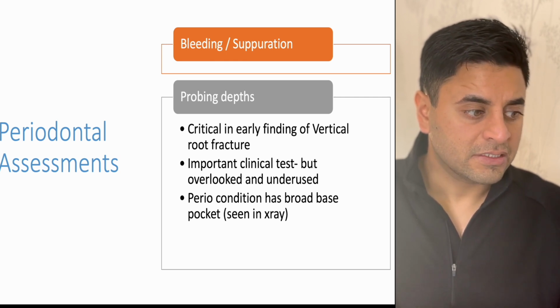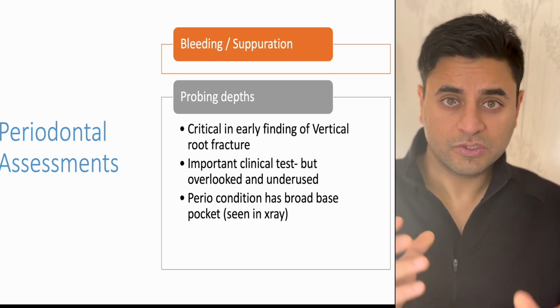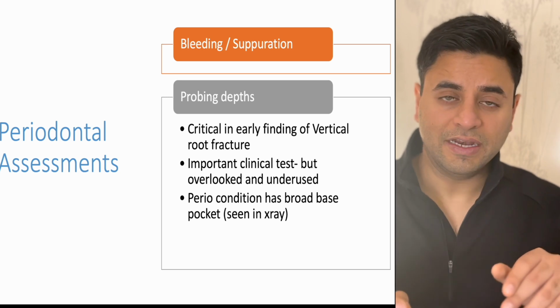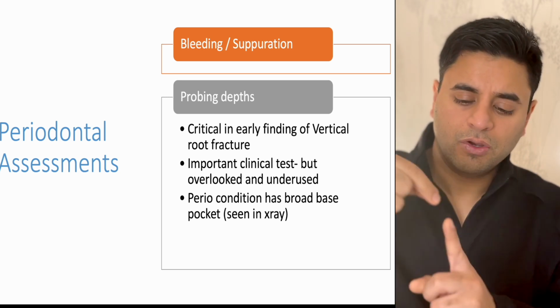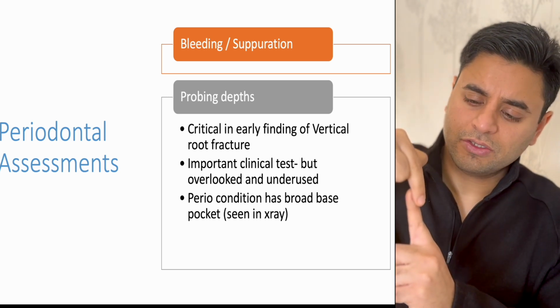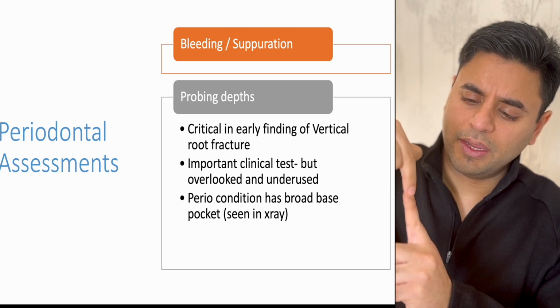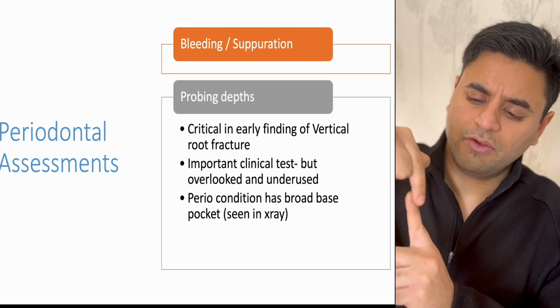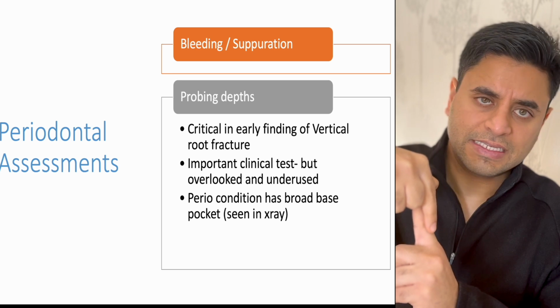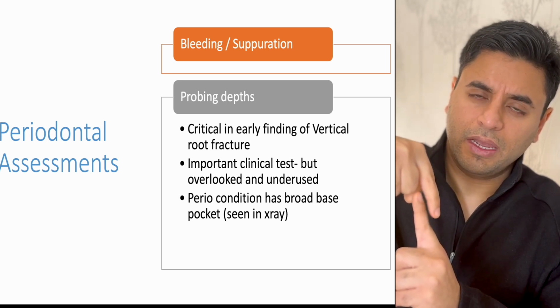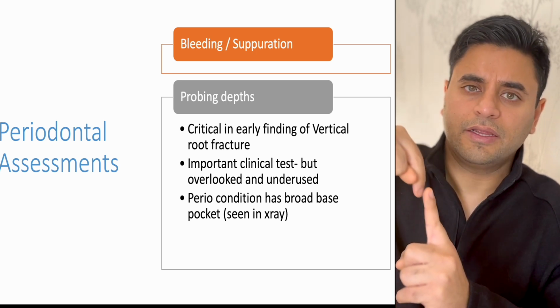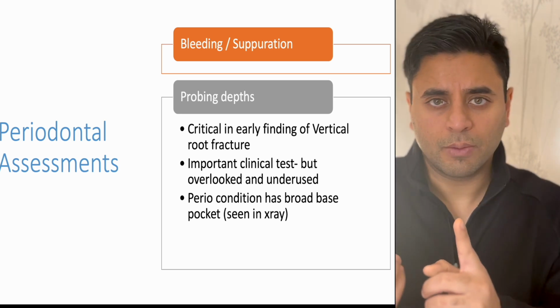A perio condition has a broad-based pocket. So if you see a periodontal pocket and you're feeling it, as you walk your probe all around the tooth surface, you will see 1 mm, 2 mm here, but then you are gradually going from 3, 4, 5, 6 mm, and then you're coming out 4, 3, and then 2 mm all around. That would be a periodontal pocket.